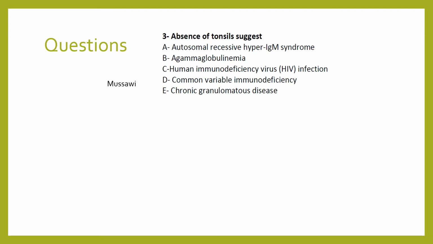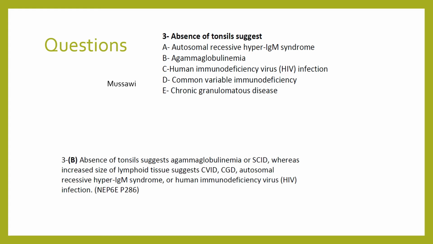Next, absence of tonsils suggests, of course, the answer is B, agammaglobulinemia. Absence of tonsils suggests agammaglobulinemia or SCID, severe combined immune deficiency. Whereas increased size of lymphoid tissue suggests common variable immune deficiency, chronic granulomatous disease, autosomal recessive hyper IgM syndrome, or a human immunodeficiency virus infection.